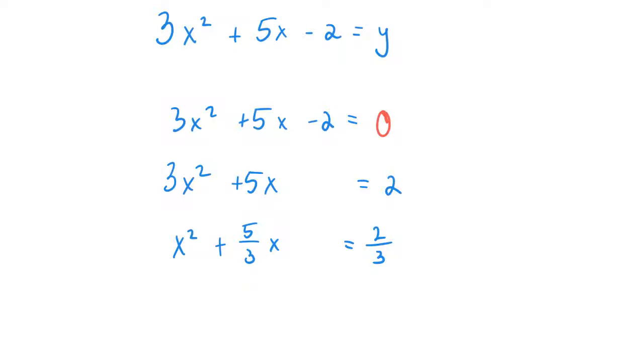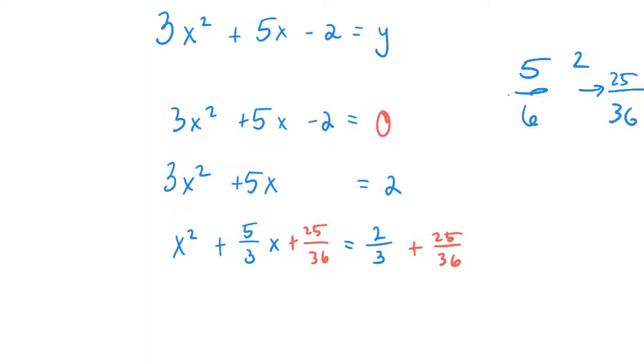So I'm going to add 25/36 to both sides. Again, where does 25/36 come from? It's 5/6 squared. Okay, that's what we're doing here, that we're adding to both sides. We take half of this and square it.